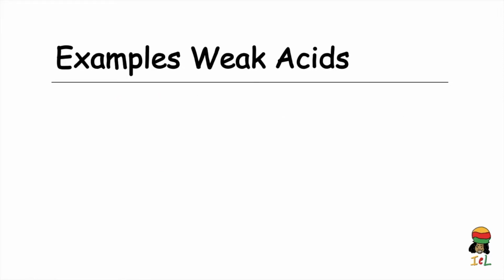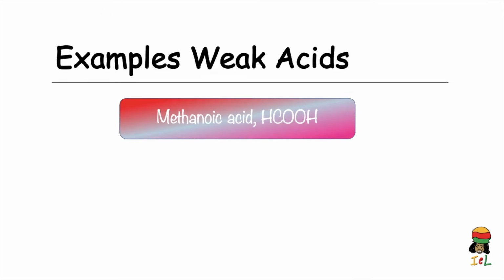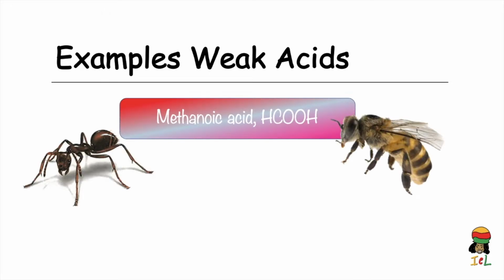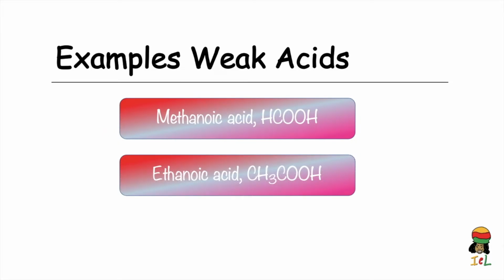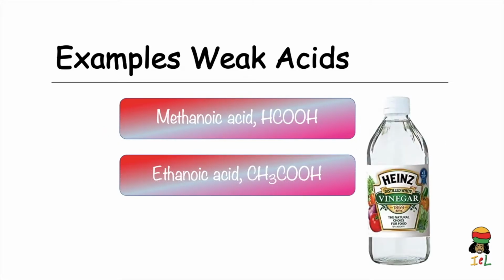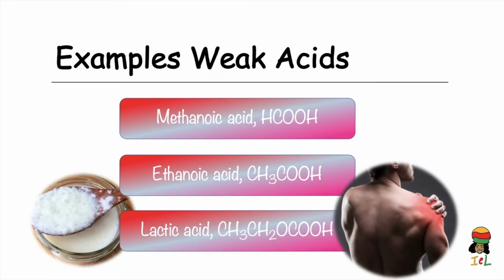Examples of weak acids include the following organic acids: methanoic acid, HCOOH, which is naturally occurring in the sting or venom of ants and bees; ethanoic acid, CH3COOH, which is found in vinegar; and lactic acid, CH3CH2OCOOH, which is found in sour milk and overextended muscles after exercise or other strenuous physical activity. It usually causes sore muscles.